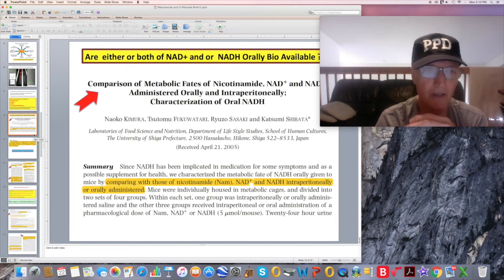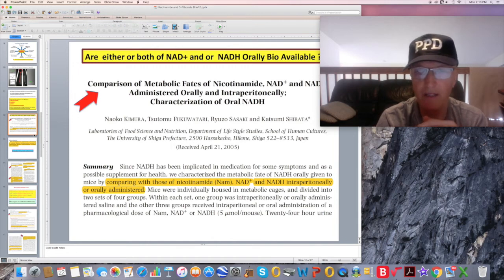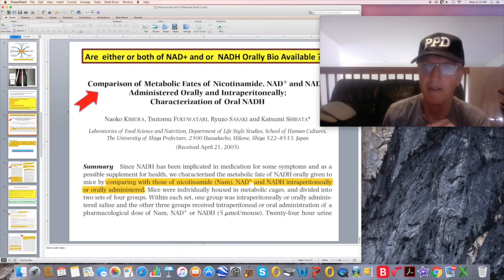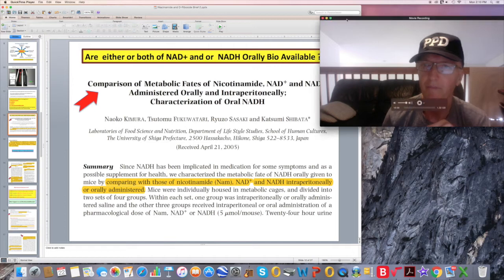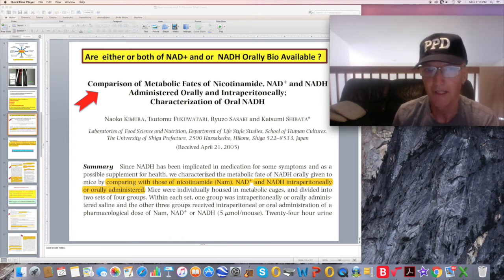And here we're looking at one, see the red arrow, comparison of metabolic fates of nicotinamide, NAD+, and NADH. Let me move it so you can see better. And notice I have not, in this one paper, received information on nicotinamide riboside, but I'll get to that later. So 3 of them.